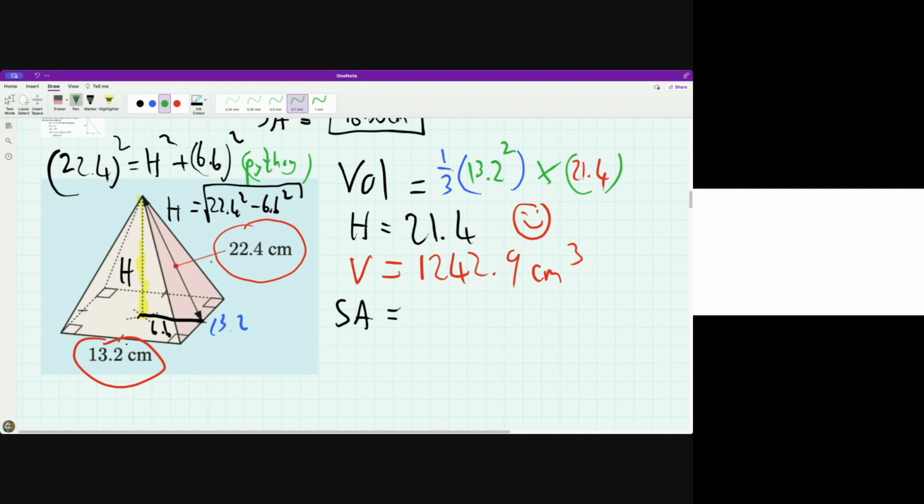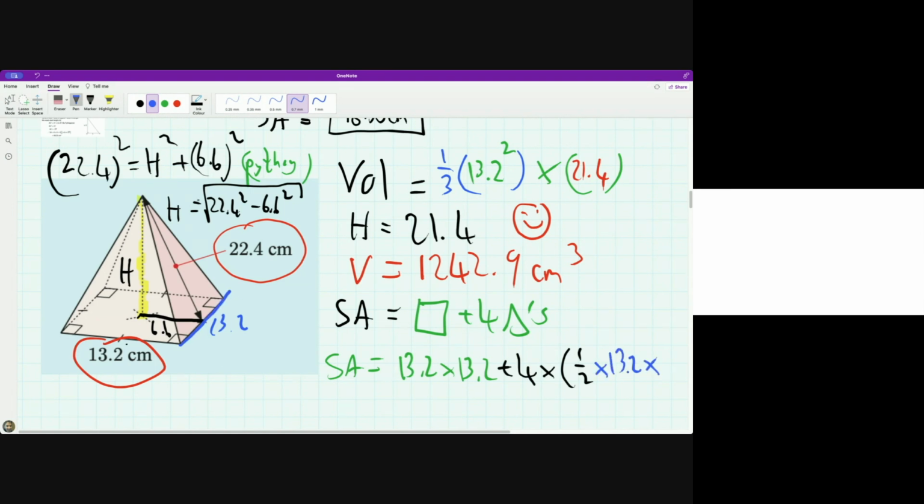Okay, what are we getting for the surface area? Well, luckily we've got a square and 4 triangles. Now, the triangles will only be identical if it's a square. If it was a different shape, then you have to check. But I think we get 13.2 times 13.2 for the square. We get 4 times a half times the base. Now, the base of the triangle is 13.2.